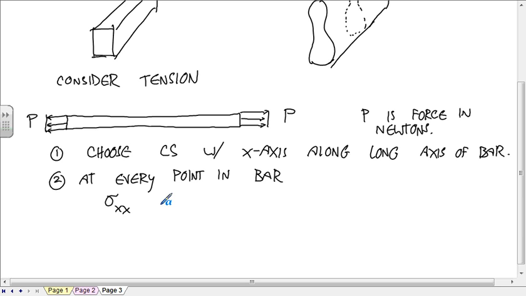So first, calculate the stress tensor at every point. And second, calculate the strain at every point. So why don't you guys take a few minutes and work on that?